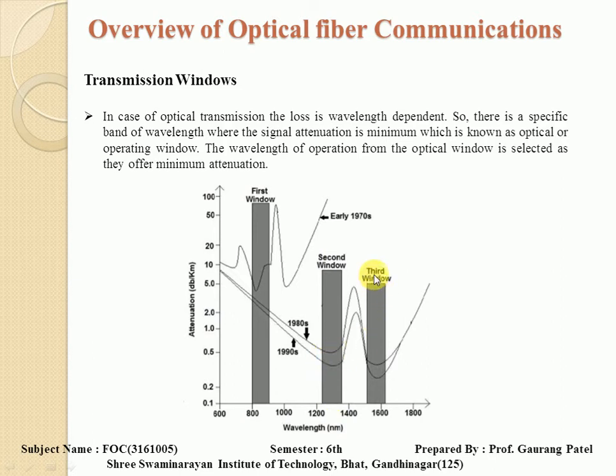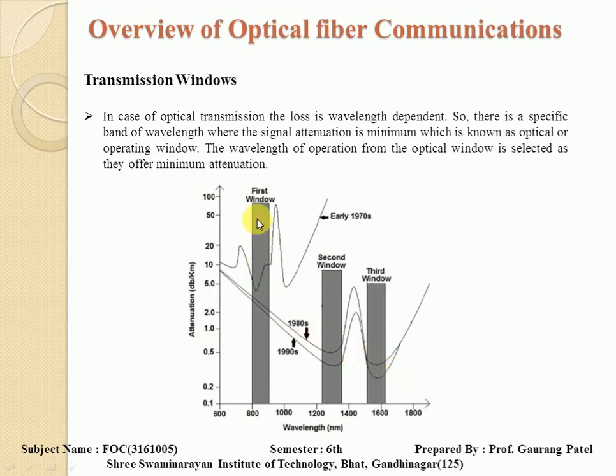Third window is centered around the wavelength of 1550 nanometer, and at this wavelength the loss is again reduced, which is around 0.2 dB per kilometer.